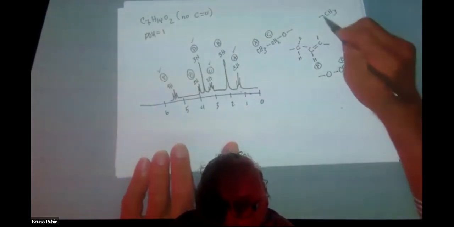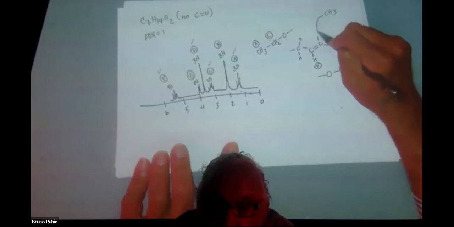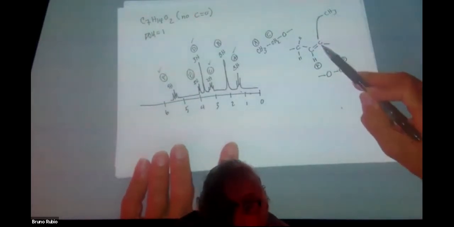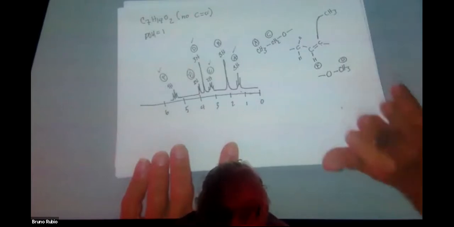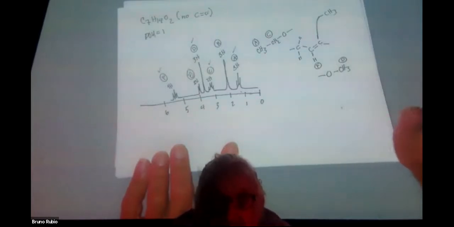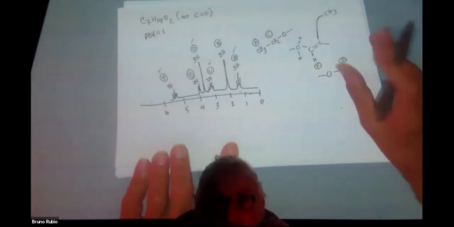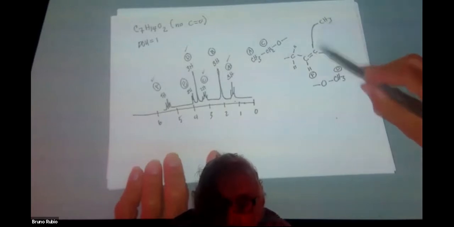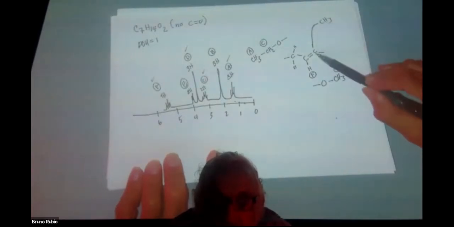Okay, so I'm probably going to put this guy here. Why? Because this methyl group is close to a double bond. Remember, electronegativity is not the only thing that determines the chemical shift. It's also how close something is to a multiple bond. So this methyl group is probably bonded to this methyl group here.